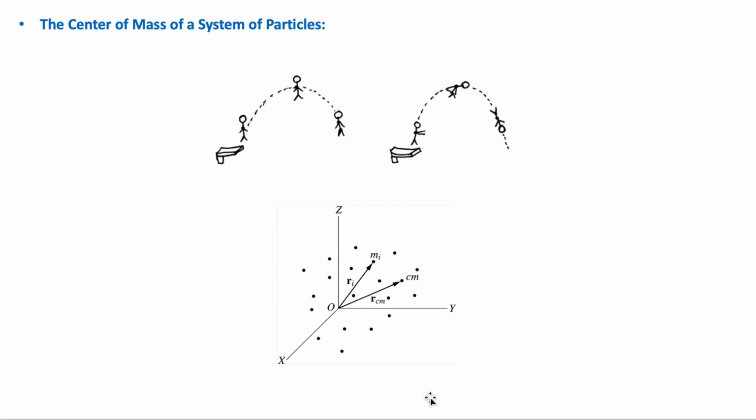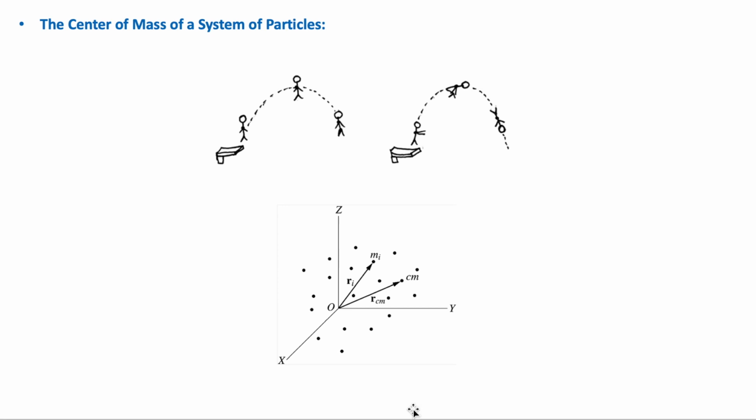So this video is a brief description of the concept of the center of mass. As we have seen in previous videos, an object can be treated as a particle only when all of its parts move in exactly the same way. And if the object does not meet this condition, then it must be treated as a system of particles.